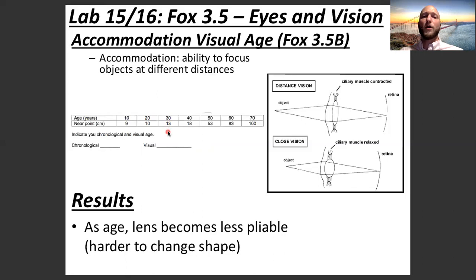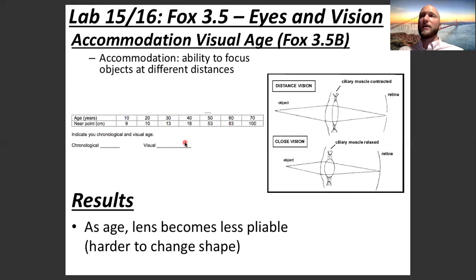Let's say Marco is 55 years old. Well, where do you expect Marco's near point to be? Well, 55, we don't have an exact number for 55, so it's got to be somewhere between these two numbers, somewhere between 53 and 83.